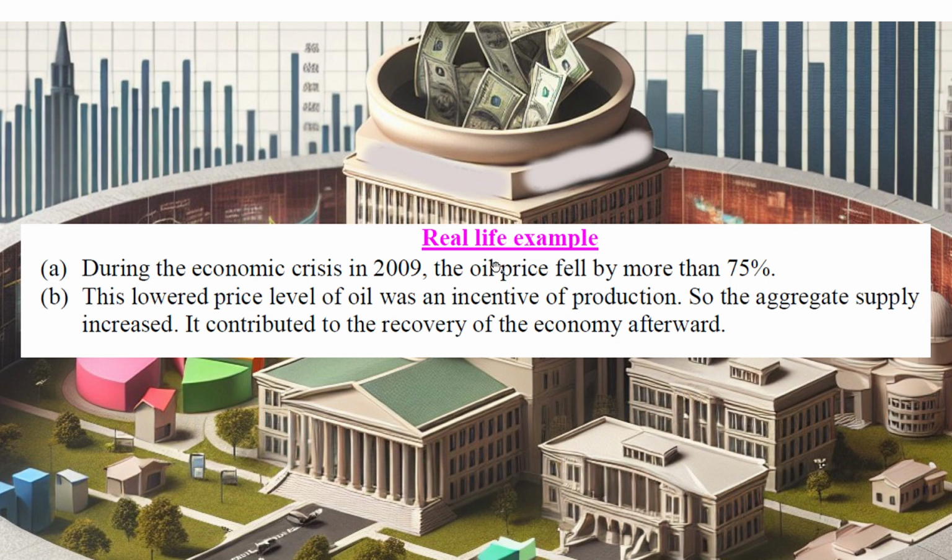Okay. In production we always need energy, always oil. Okay. So the aggregate supply increases, it contributes to the recovery of the economy afterwards. So it's a cycle. Okay. Economic downturn, fewer demand for factors of production, so the factors of production become cheaper. When aggregate supply increases, okay, so the economy recovers. It's a cycle, okay, go back, okay, oscillating.